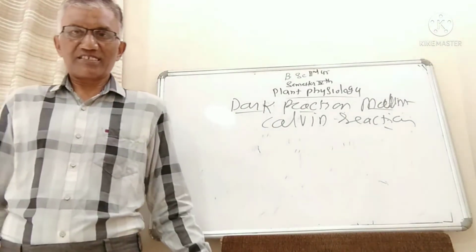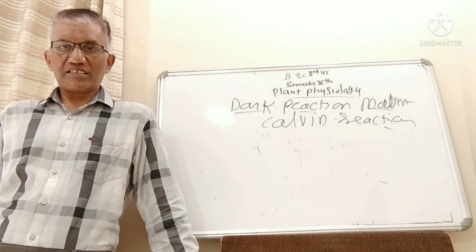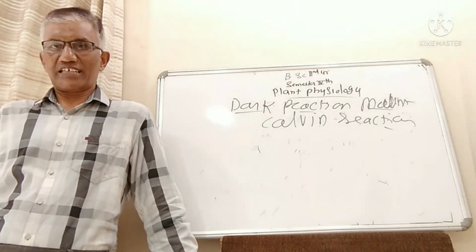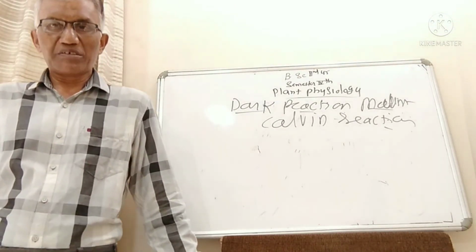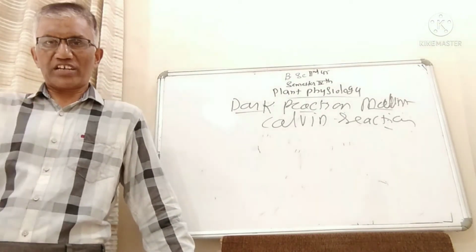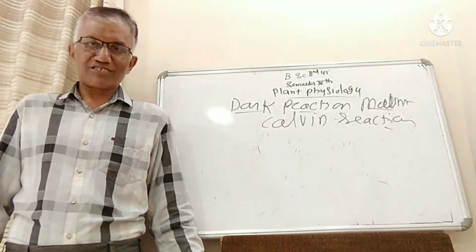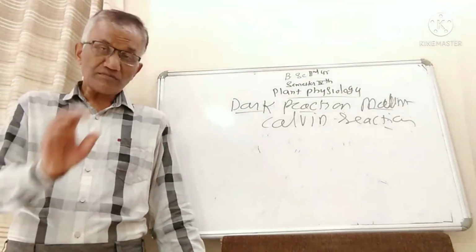The remaining parts are red drop, what is meant by red drop, then the Emerson enhancement effect, what is meant by the Emerson enhancement effect, and the resonance effect. These are some of the important topics. Then Hill reactions, what is meant by Hill reactions.